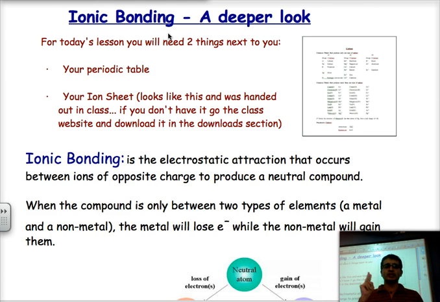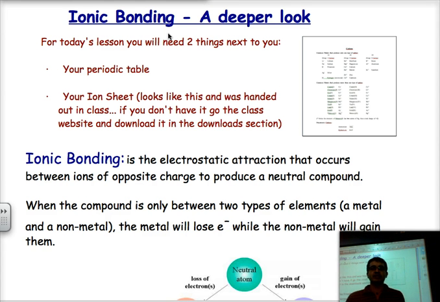Before we start though, you will need two things: your periodic table handy and your ion sheet, which was handed out before the break. If you do not have that, go to the website and find it in the download section for your class. It's called Ion Sheet. Just download it and print it, or have it at least on your screen, so you can have it accessible to do the problems that we're going to be working on. All right? Okay. Let's go ahead and get started.